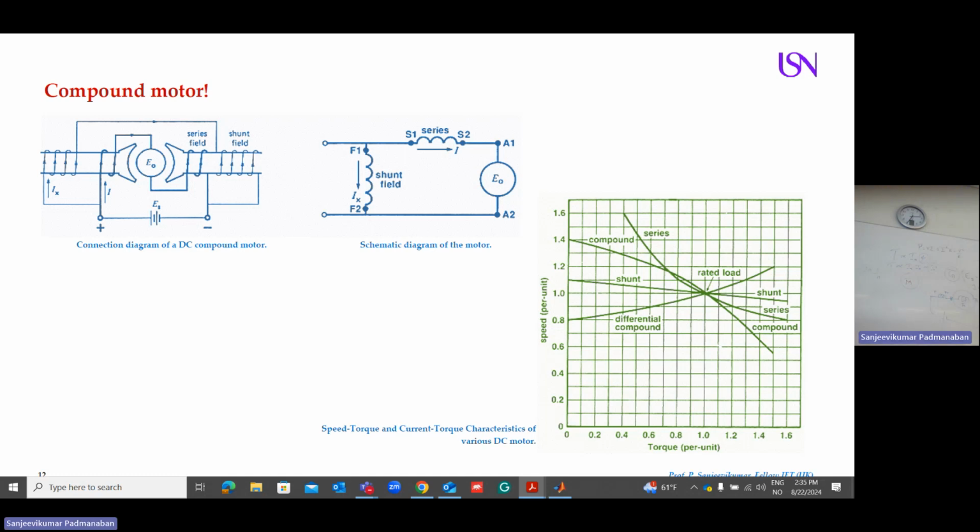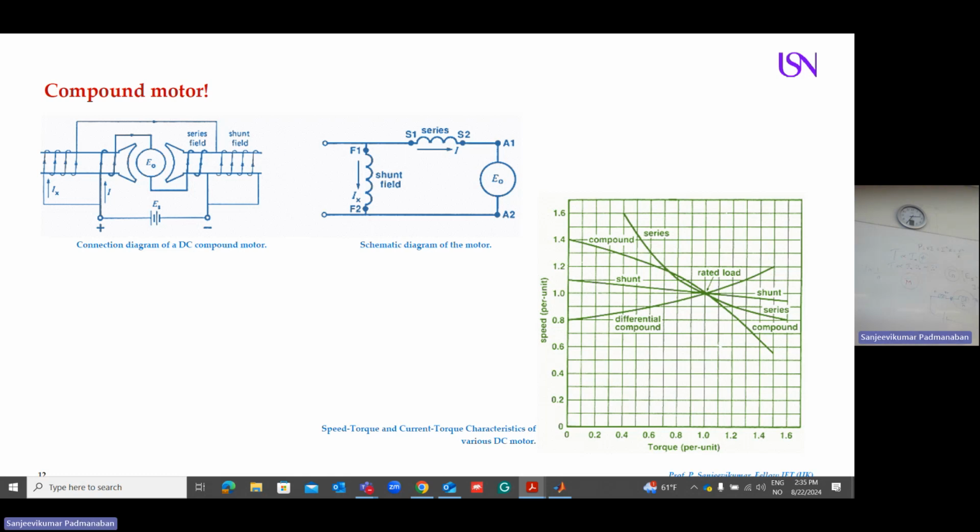Then about the series motor. In the series motor, even at 0 torque, you get speed 1.6. That's why we are not interested. You understand? So we need to load the machine at least with 50%. So you can have a look at 40% load.